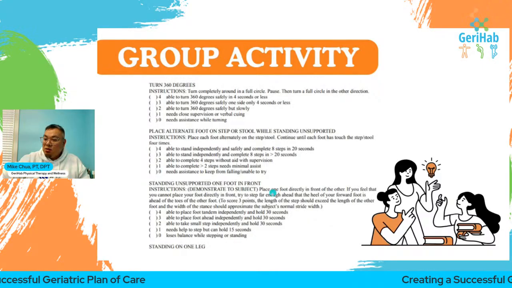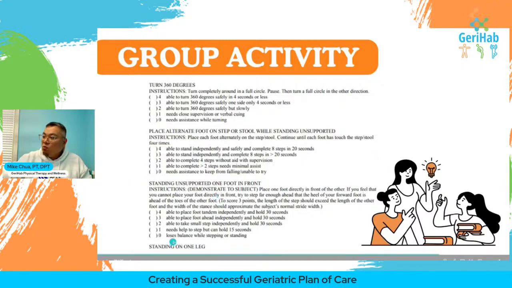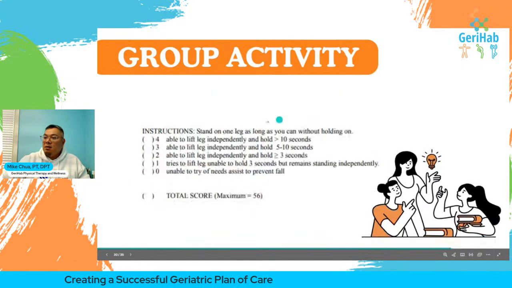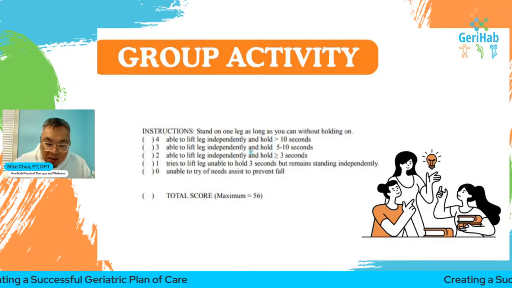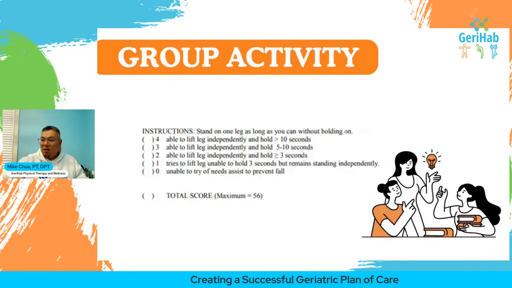Next is unsupported standing with 1 foot in front, just like a tandem stance. Next is standing on 1 leg. Can they hold it independently? Some of them are even holding it for less than 10 seconds. All right, and the total score would be 56.